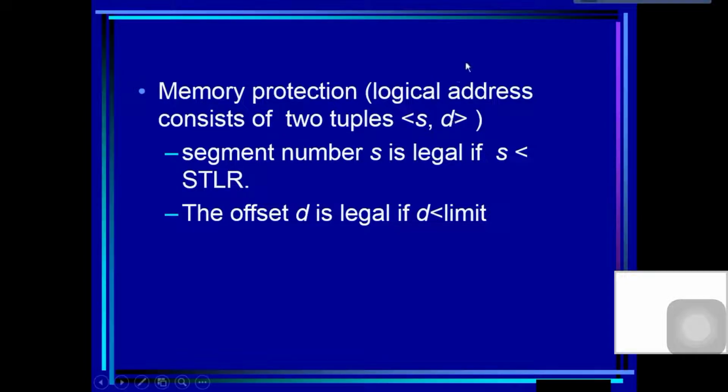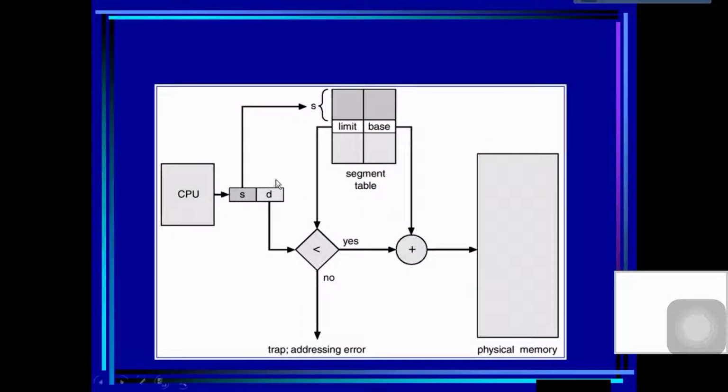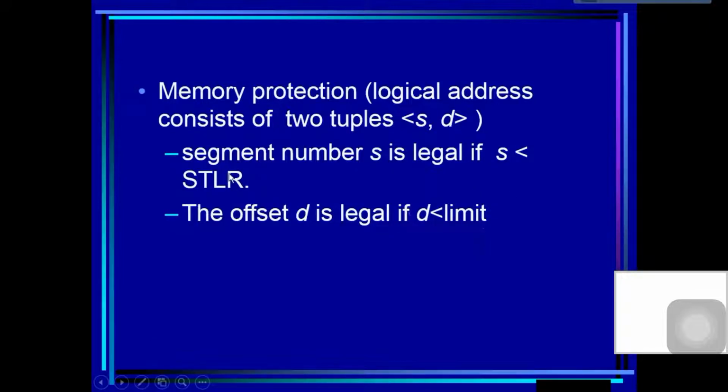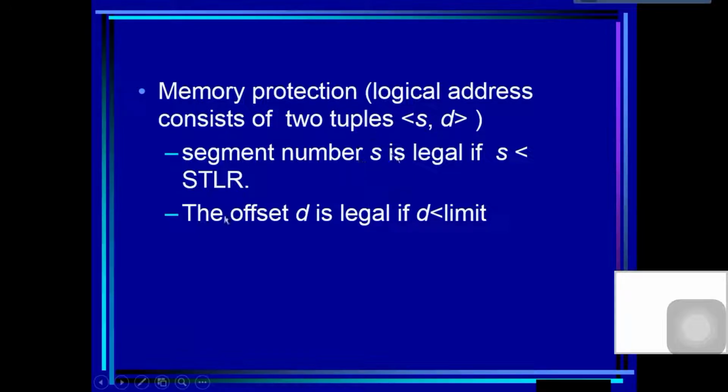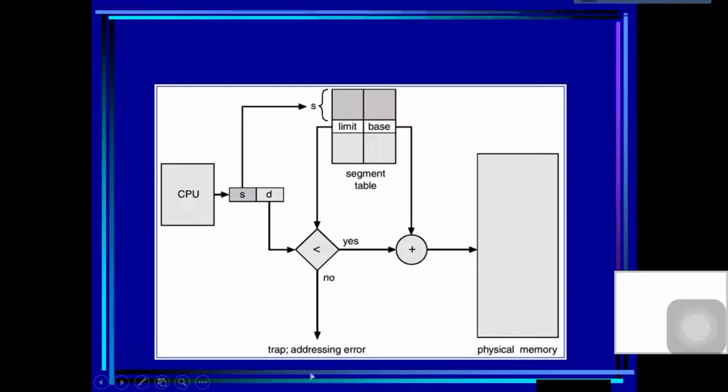For memory protection, the logical address consists of two tuples. The first part is the logical segment number, and the second part is the offset within the segment. The segmentation hardware first compares this segment number with the segment table length register. If it is larger than this register, then the hardware will trap to the operating system. It is an addressing error. The logical address is illegal.